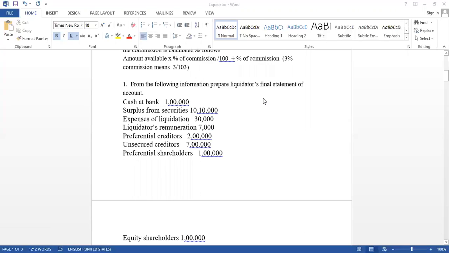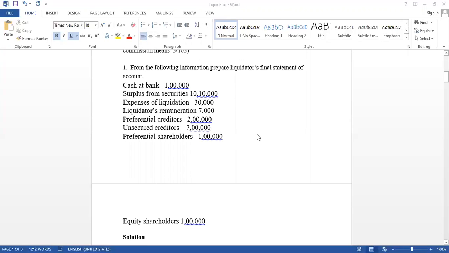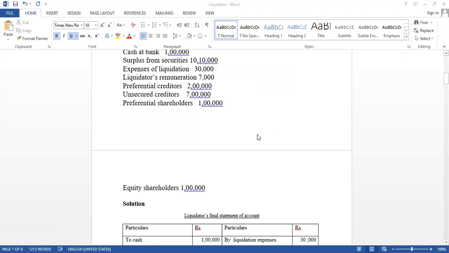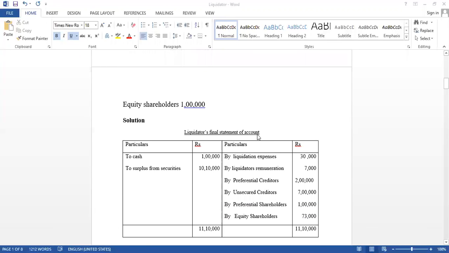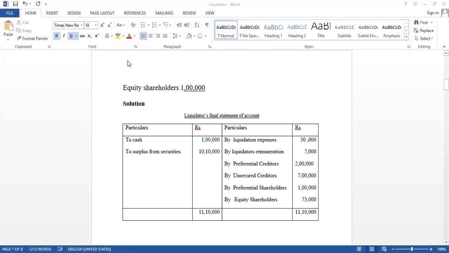Now I explain one problem. It is a simple problem, asked in the 5-mark question. From the following information, prepare the liquidator's final statement of account: cash at bank, surplus from securities, expenses of liquidation, liquidator's remuneration, preferential creditors, unsecured creditors, preferential shareholders, and equity shareholders. Okay, this is the problem.